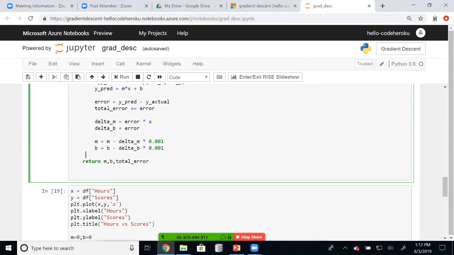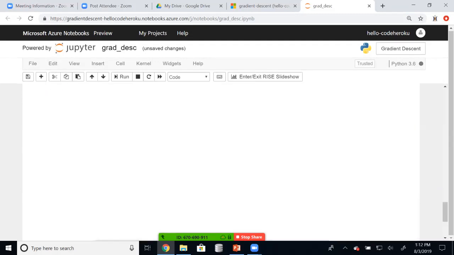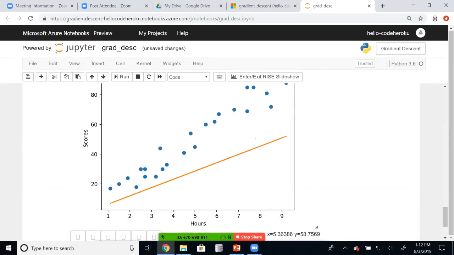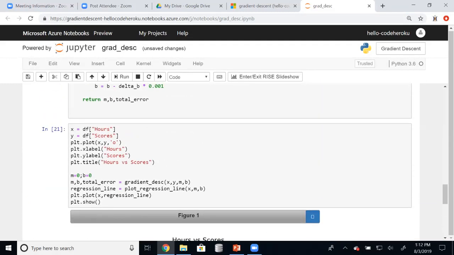All right, so let's run this again and see now if this works. And we got something, right? So this is a much better line than we were expecting. It's still not there. So what is the final thing that we need to do?